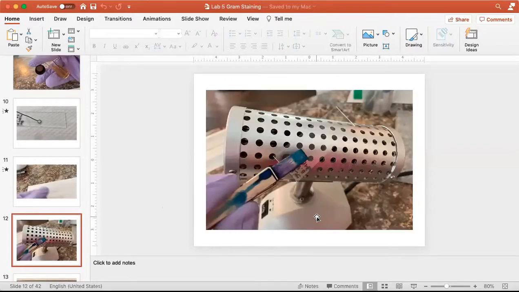Now I'm ready to heat fix my smear. Remember, you always want to use something to hold your slide. Don't put your fingers up next to a hot incinerator or an open flame. Oftentimes we use these wooden clothespins because they're very inexpensive. So I'm using the clothespin to hold the slide so my fingers stay away from this hot metal. I'm going to lay the smear on top of the metal and hold it there for 20 to 30 seconds.